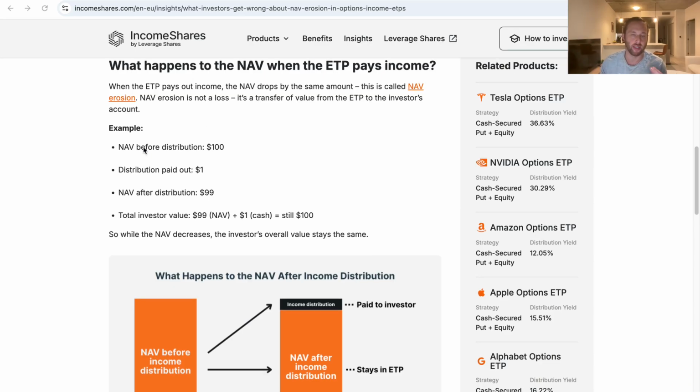The NAV before a distribution was $100 in this example. The distribution paid out was $1. $1 was stripped away from the NAV, and so the NAV after the distribution is $99. Now the value to you as the investor is the remaining NAV, the $99, plus the $1 of cash that you received as that distribution. So net, you're still at that initial total of $100, but the NAV is going to decline as a result of that distribution of funds.